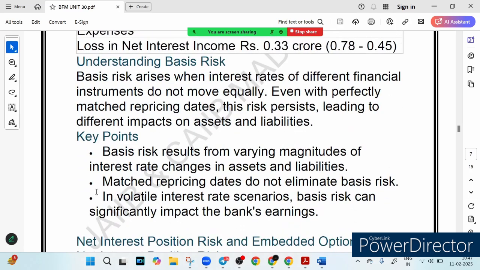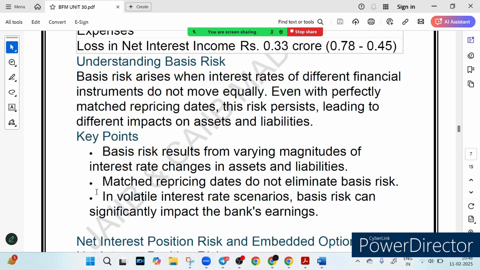Now let's talk more about this basis risk. Everyone wonders why banks don't always profit when interest rates change. Even if they perfectly time their investments, there is a hidden danger which we call basis risk. And wait, there is more. Banks also face risk when customers repay loans early or withdraw deposits before maturity. We will talk about it later.